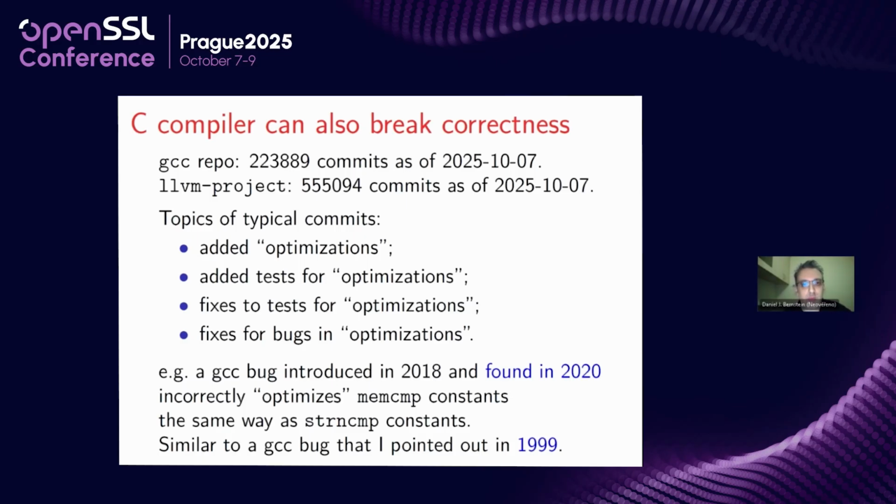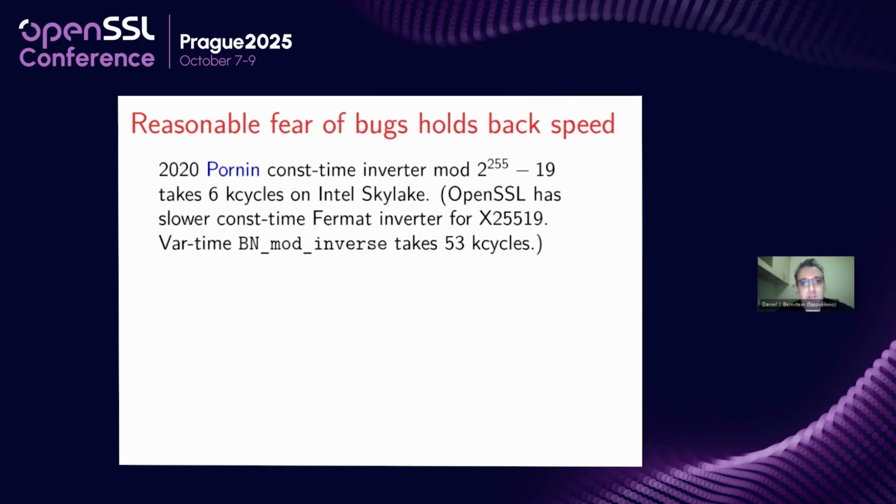It's also our cryptographic software that's wrong. So Pornin, for example, had some modular inversion software in 2020, modulo your favorite elliptic curve prime, taking 6,000 cycles on an Intel Skylake CPU core. Now, to put that in perspective, if you look at OpenSSL doing the same computation, it's doing a constant-time Fermat inverter, which takes, I think, 15,000 cycles.